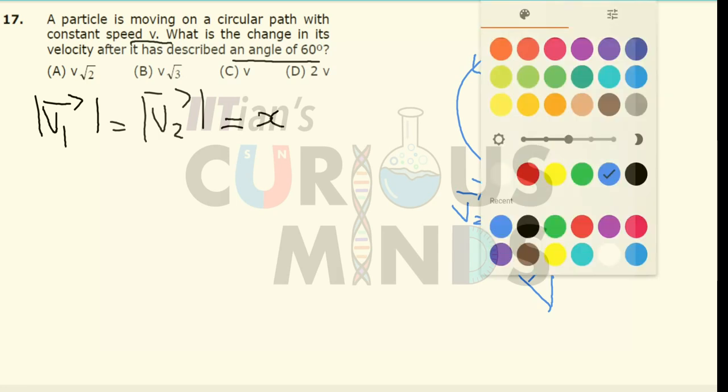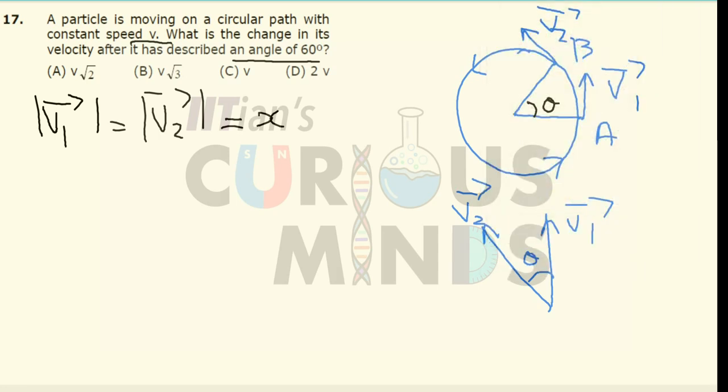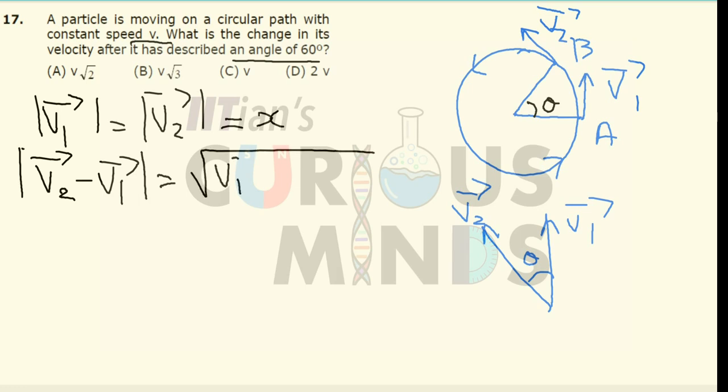Let us first solve it for a common theta, then we will substitute the value of theta. I can say that the change in the velocity will be equal to v2 minus v1 vector. Its magnitude will be equal to root of v1 square plus v2 square plus 2 v1 v2 minus cos theta. Why minus cos theta? Because we are finding the negative of them.